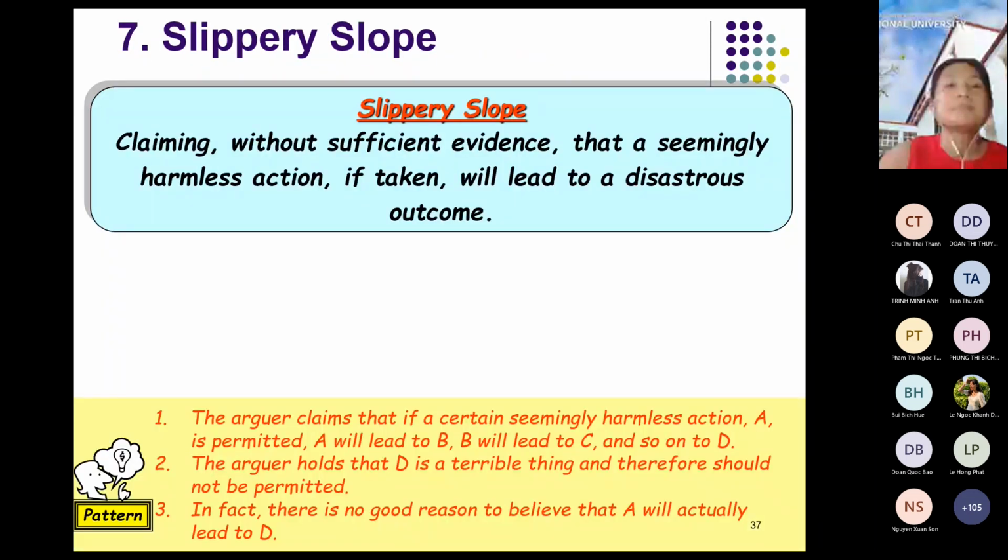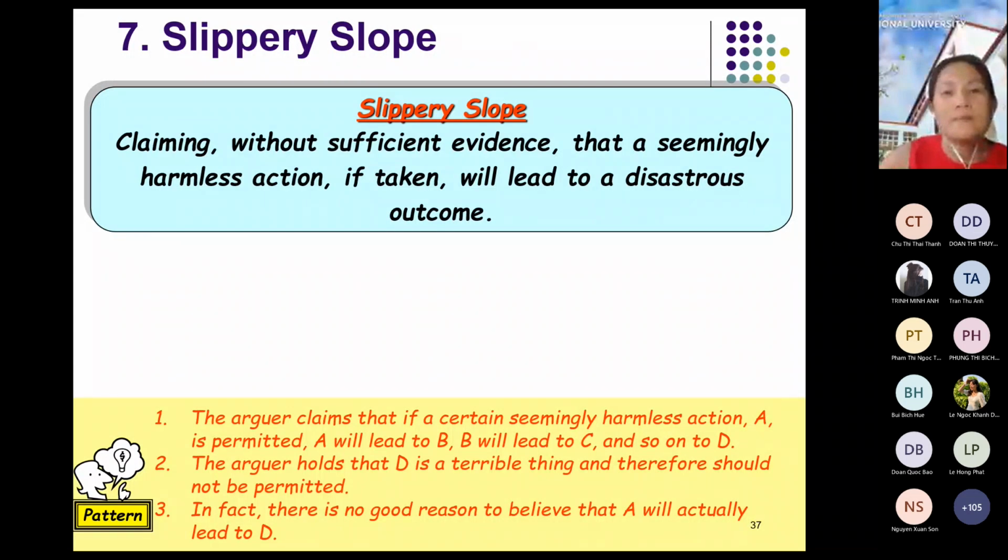Okay. Now, number 7, the name of the fallacy is a slippery slope. The slippery slope fallacy happens when you claim, again, without sufficient evidence, that a seemingly harmless action, if taken, will lead to a disastrous outcome. So you say, if you do this, it will happen, and so on. It sounds like very serious consequences will happen. If you could provide sufficient evidence, then it's okay. But if you don't provide sufficient evidence, then you may fall into the mistake of slippery slope.